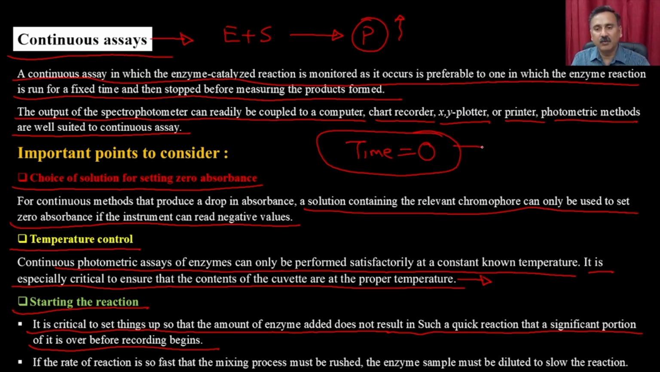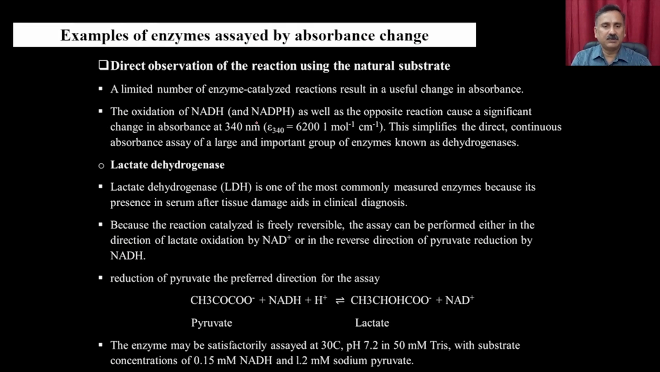Time zero is important because you are going to say that after time t, after 10 minutes, this will be the absorbance. But if you add a large quantity of enzyme and set up the reaction so that it completes before you even start measuring, it is going to give you more errors. Now let's see examples of enzyme assays by absorbance changes. First, direct observation of the reaction using the natural substrate. A limited number of enzyme catalyzed reactions result in a usable change in absorbance.